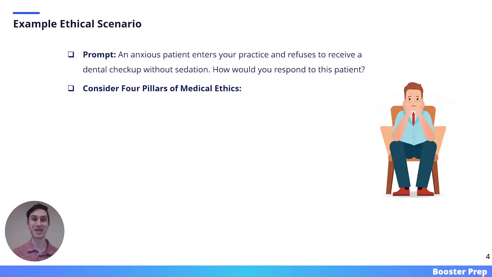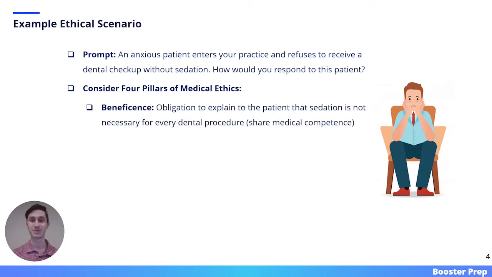Let's look at an example ethical scenario. An anxious patient enters your practice and refuses to receive a dental checkup without sedation. How would you respond to this patient? When crafting your response, you should consider the 4 pillars of medical ethics, as each one will influence your actions. First, there is beneficence, which is the obligation to explain to the patient that sedation is not necessary for every dental procedure.